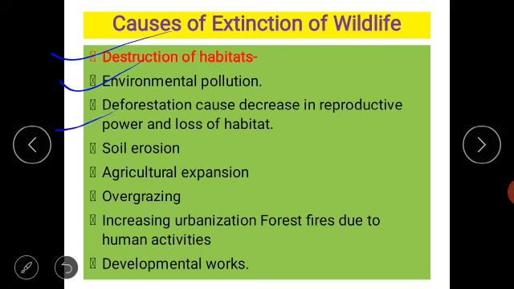Third, deforestation causes decrease in reproductive power and loss of habitat. Obviously, decreasing forest cover decreases productivity and reproductive capacity. If the forest covers are decreased, then they are not able to fulfill the basic need of food of animals and organisms living in the forest, and in such a way reproductivity decreases and there is a loss of habitat, and due to loss of habitat organisms are also destroyed.